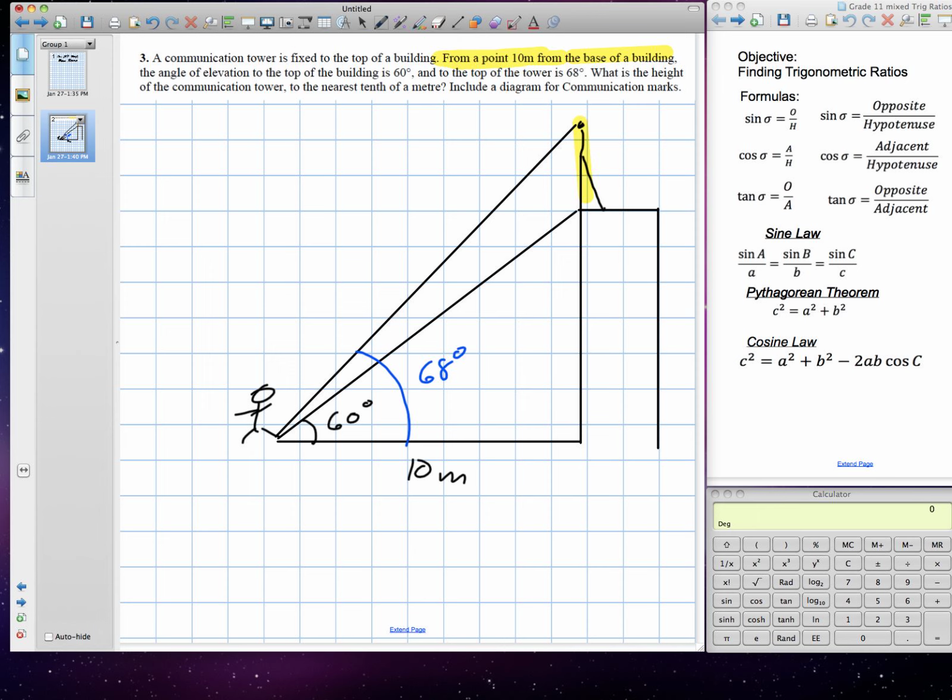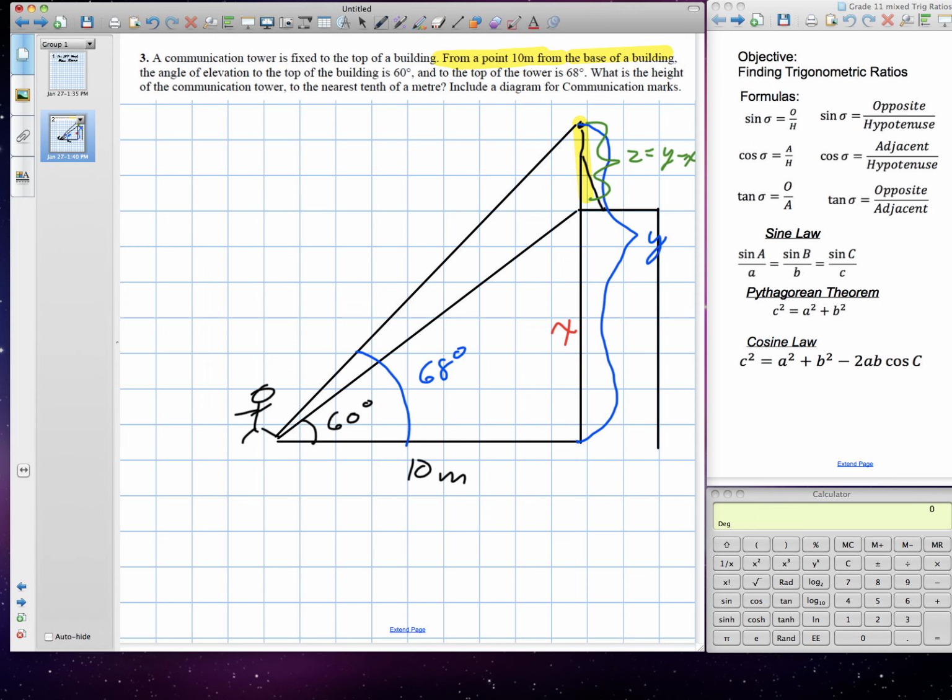So here's our diagram. The guy is 10 meters from the base of the building. Now, what we're going to need to do in this question is, first of all, find the height of the building. Second, we'll need to find the height of the building and the tower. And then third, we'll call this Z, this part here. Z will be equal to Y subtract X, which is the height to the top of the tower minus the height of the building.